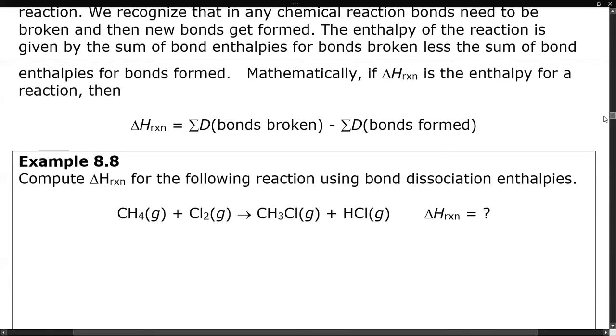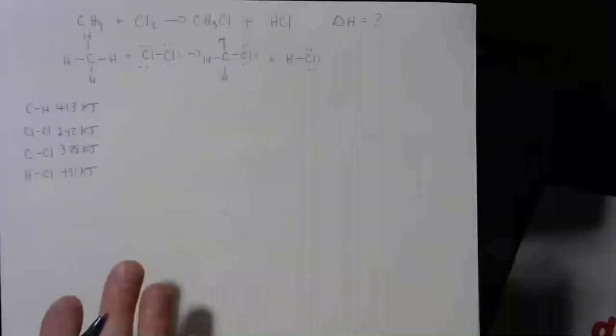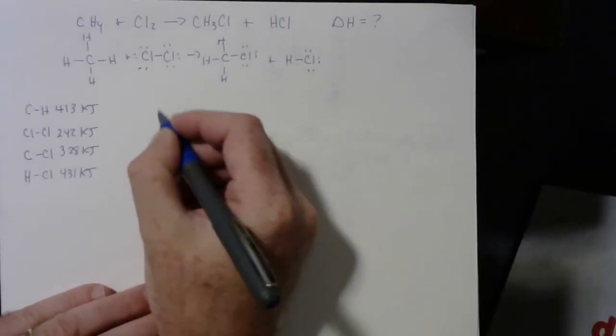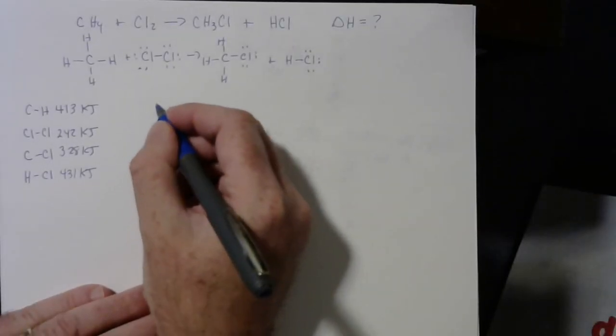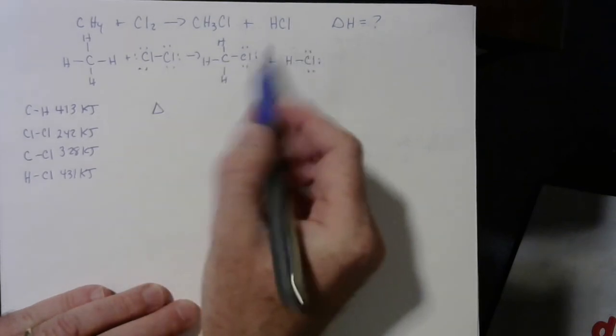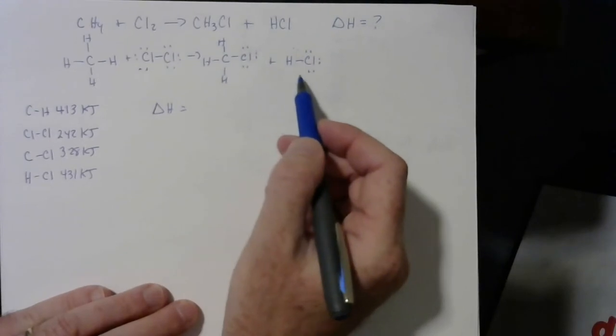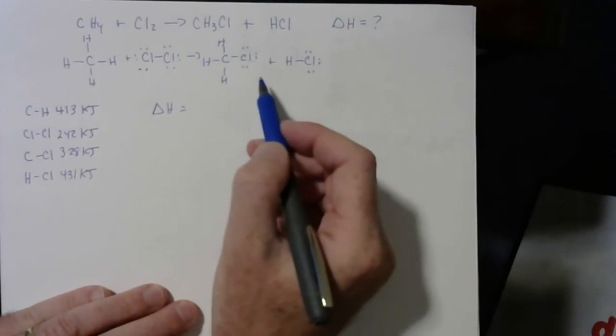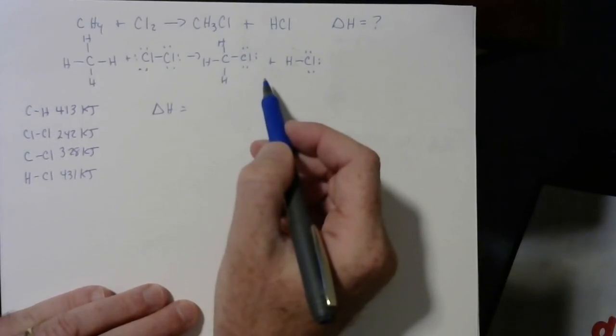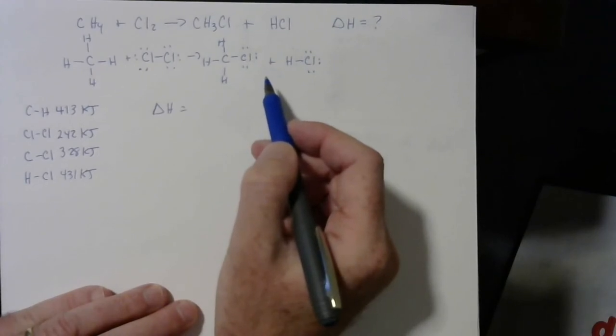So let's look at this particular reaction: methane reacting with chlorine to form chloromethane and HCl. And we want to know the enthalpy of that reaction using the bond dissociation enthalpies. So if we look at the delta H, I've copied the reaction and I've drawn structures for each one. It'll be more useful to figure out which bonds are broken and which bonds are formed if you look at the structure. So let's look at the reactant side and figure out which bonds are broken.